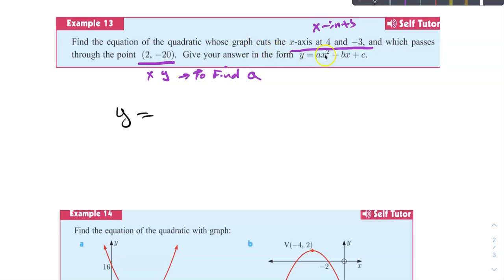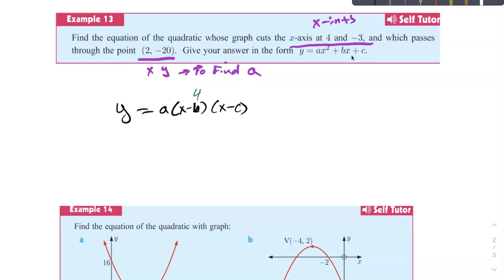Oh, one final thing. Write your final answer in the form y equals ax squared plus bx plus c. That'll be easy. Don't worry about that. So we write down our formula. I'll write down my x-intercepts. We have 4 and -3. I like to rewrite before I plug anything in.